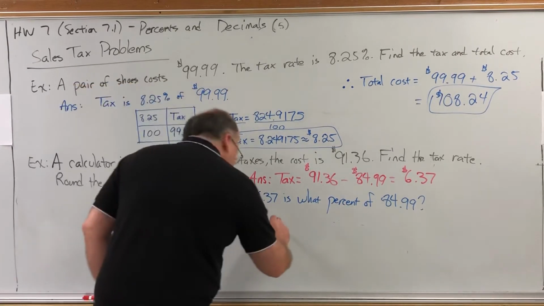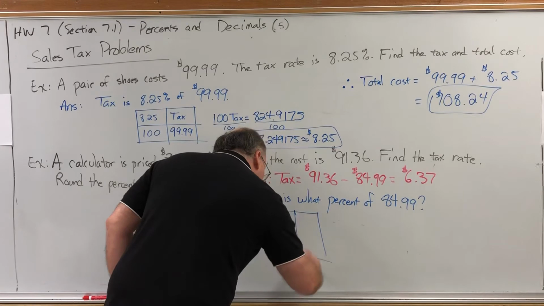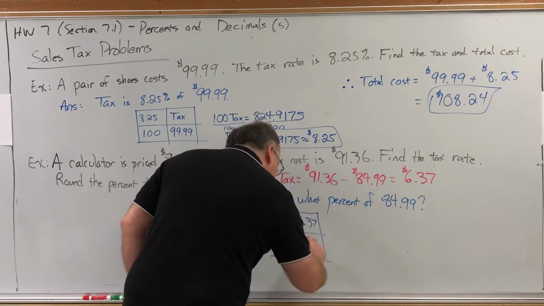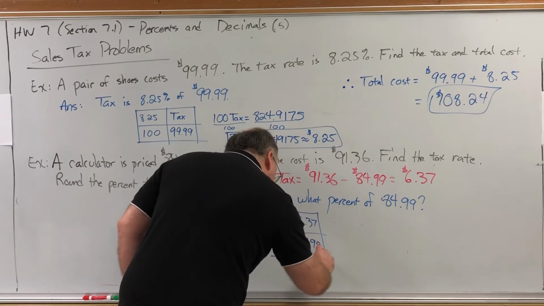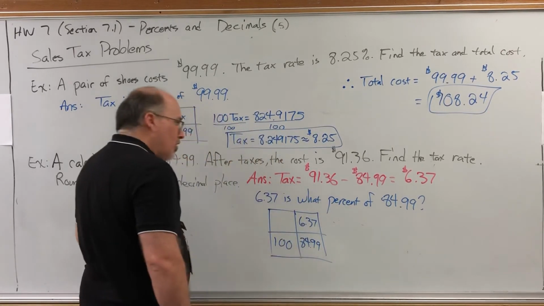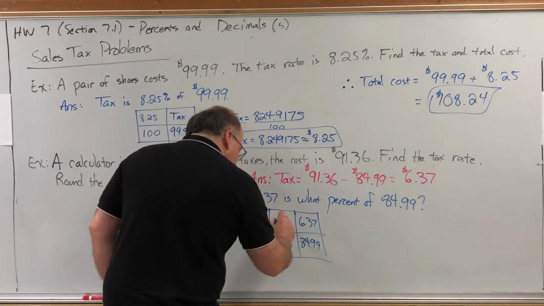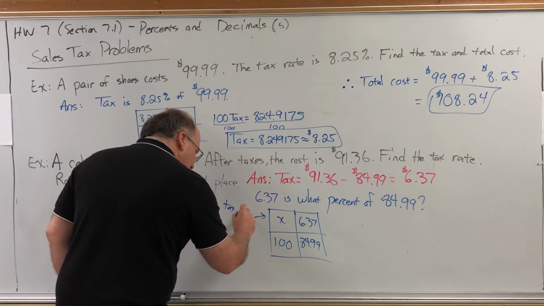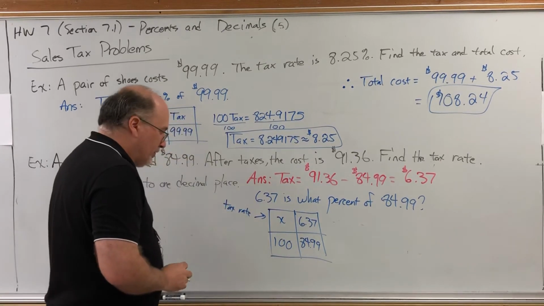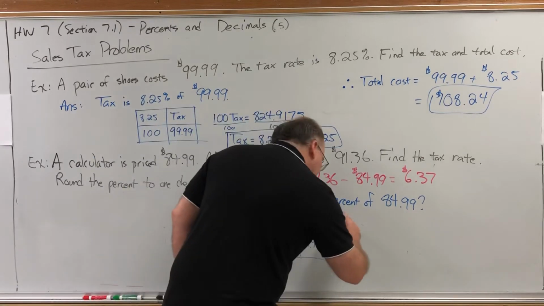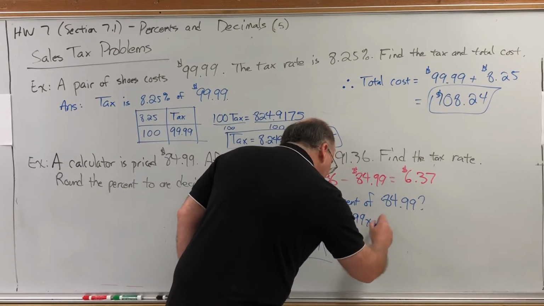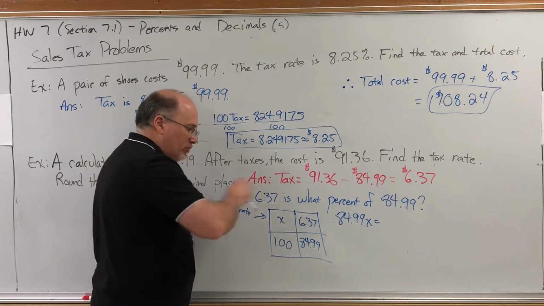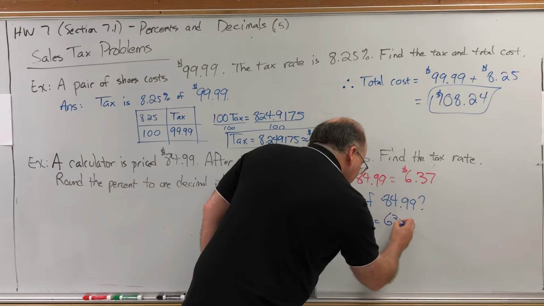So we can set up a box here. The is number is 6.37. The of number is 84.99. 100 goes under here. We don't know what the tax rate is, so I'll just put an X there and make a note that the number that goes there is the tax rate. So if we do our cross multiplying downward, we get 84.99x. If we multiply this way, that's easy. Multiplying by 100 moves the decimal 2 places to the right: 637.